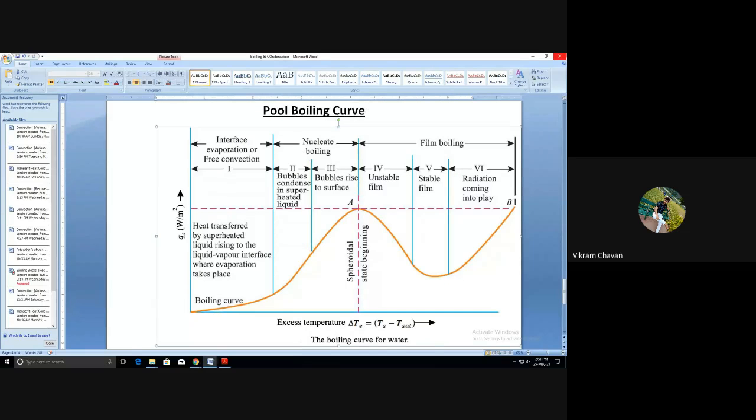If you have drawn the figure, then you can put up your roll numbers in the chat box. If you don't have any doubt, we'll discuss this particular pool boiling curve in the next lecture. Okay, so just put up your roll numbers in the chat box and you can leave.